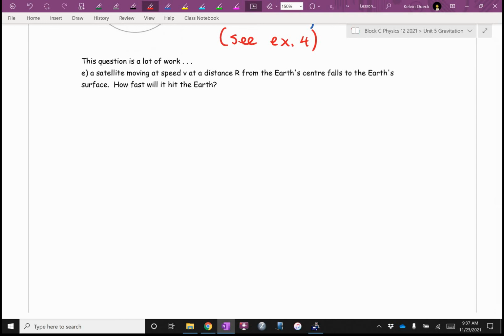What else could I do? A satellite is moving at speed v a distance r from Earth's center. It falls to the Earth. How fast will it hit the Earth? Is this question asking how much work? So how will I solve this? What's it wanting us to find? Speed.